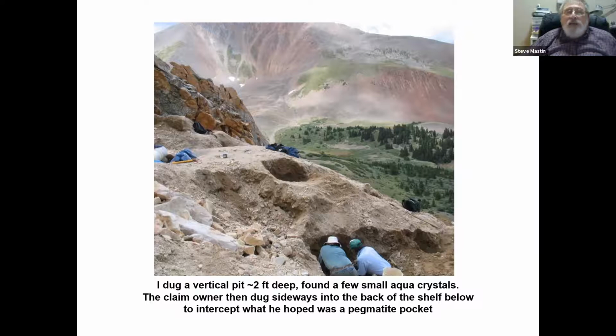Soft rock, but rock. So you've got to sit there and bang on it with a hammer and chisel. And on the way down to the bottom, I found a few small aqua crystals. And that got the owner really excited, because that was a clue that this really probably was a pegmatite pocket. And so he started digging into the side of this hump that was on the back of the shelf to intercept from that side where he thought the big pocket really was.